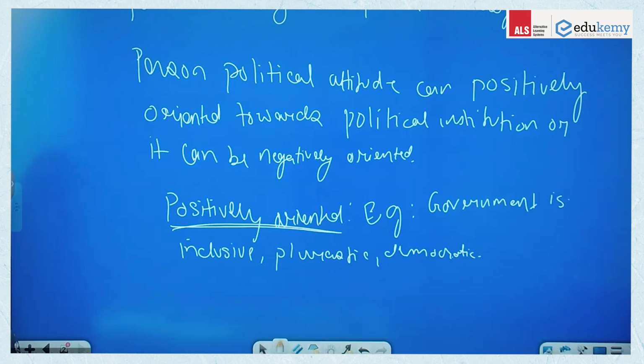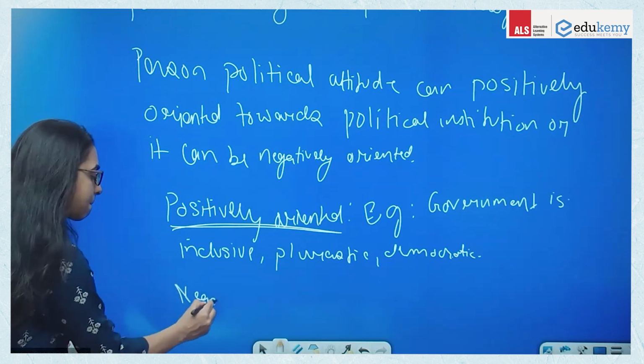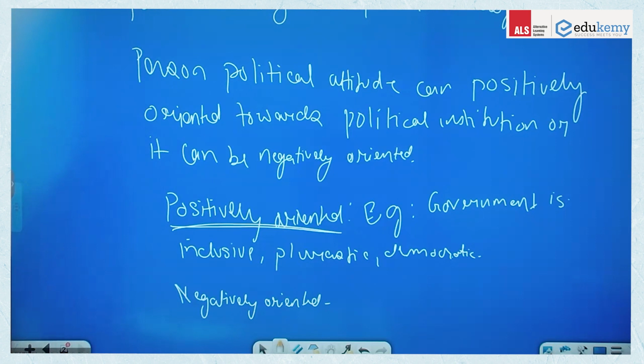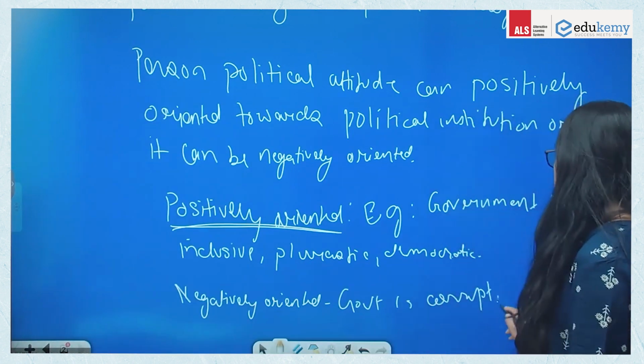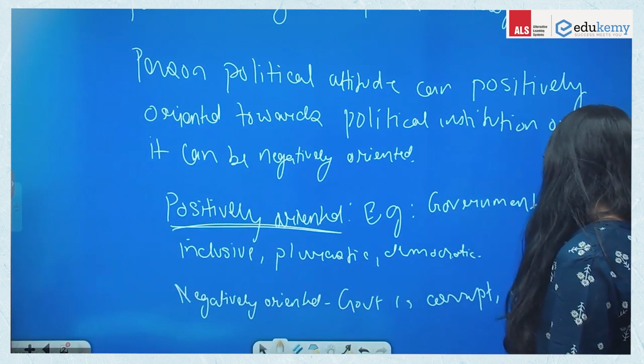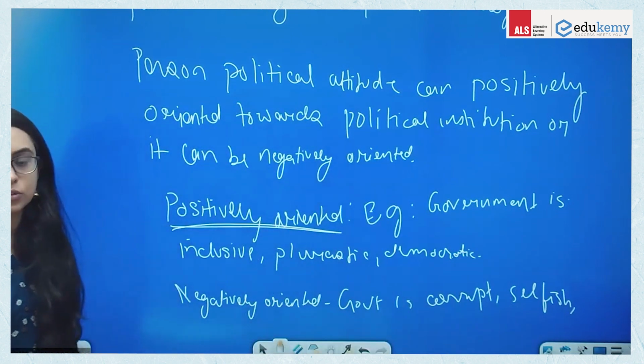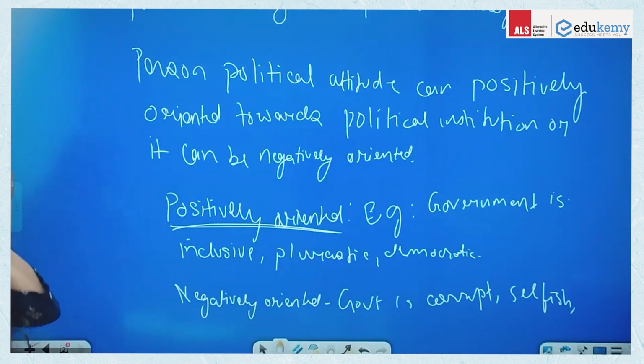When we say negatively oriented, the negative orientation implies, for example, that the government is corrupt, selfish, dynastic. Okay, so this is your negative orientation towards the political institution.